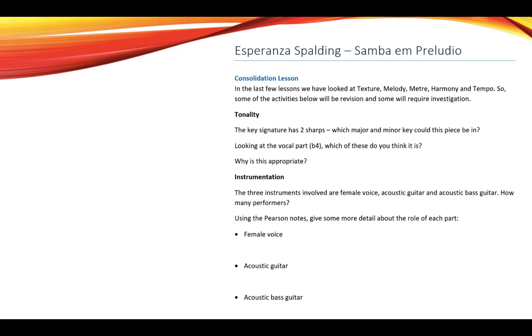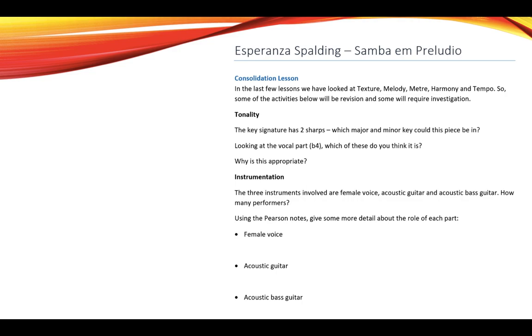Okay. The next question: why is this appropriate? This is typical. The minor key is typical of a bossa nova. All right. So that's basically the tonality of the piece. It stays in B minor throughout, and we can find that because we can see the outline of the broken chords.